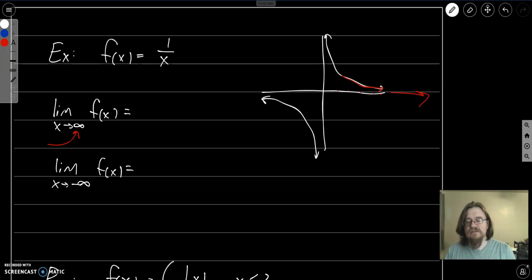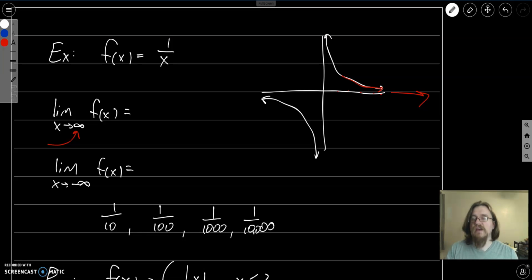And we can think about this numerically as well. If I take 1 divided by 10 versus 1 divided by 100 versus 1 divided by 1,000, if I keep getting bigger and bigger, these numbers are getting smaller and smaller. Not smaller as in more and more negative, but smaller as in closer and closer to 0. So this limit is in fact going to be 0. As I follow this function to the right, our function height is getting closer and closer to 0.